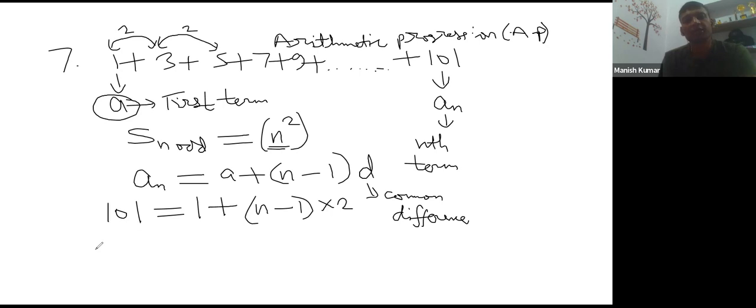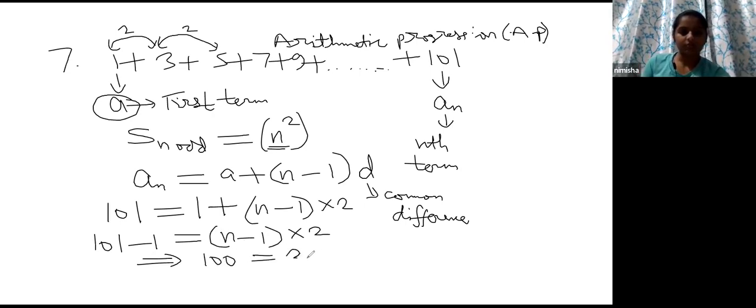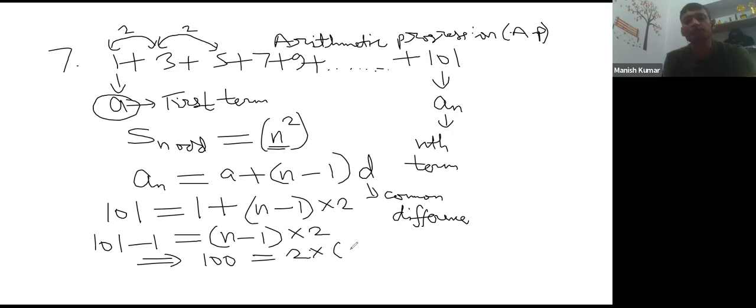See, here we can write 101 minus 1. This 1 can be taken left side. Equal to, it will be what? N minus 1 into 2, isn't it? Or we can write 101 minus 1 is how much? 100? Yes. Equal to 2 into n minus 1. Now this 2 can be brought left side. That means 100 by 2. If 2 is brought on the left side, 100 by 2 will be equal to n minus 1.